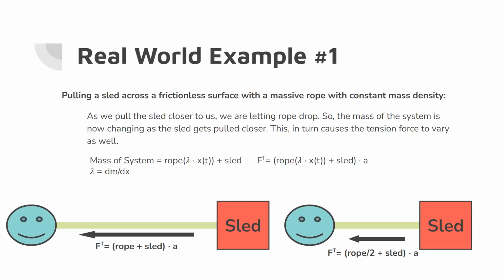The mass of the system is found by adding the mass of the sled to the mass of the rope, which is the mass density times the length of the rope. Multiplying this by acceleration describes the tension in the rope. You can see in our two diagrams, in the situation on the left, we have the full length of the rope. So we're adding that mass of the rope to the sled, times acceleration, to find tension. But then once we've pulled for some amount of time, we only have half the rope, so that tension is going to be less.